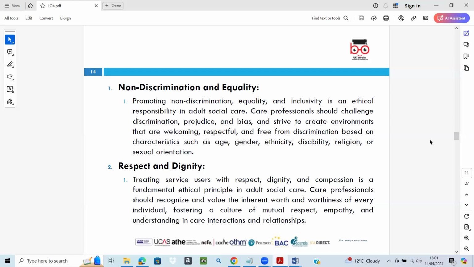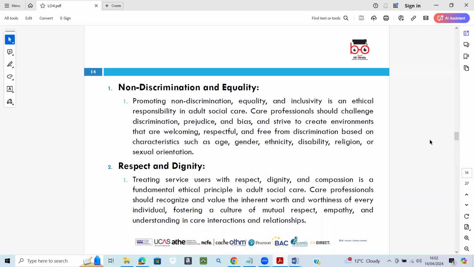age, gender, ethnicity, disability, religion, sexual orientation. It's about creating an environment where everyone feels respected and valued. Challenging discrimination and prejudice is not just about avoiding negative behaviors, but actively promoting a positive, inclusive culture in the health and social care industry.